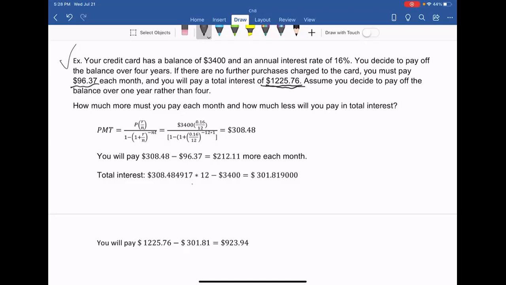Okay, let's see. Yeah, this is the question. How much more?